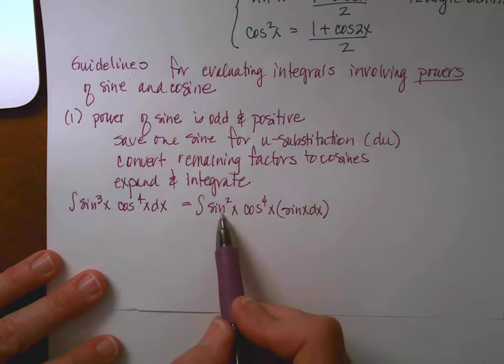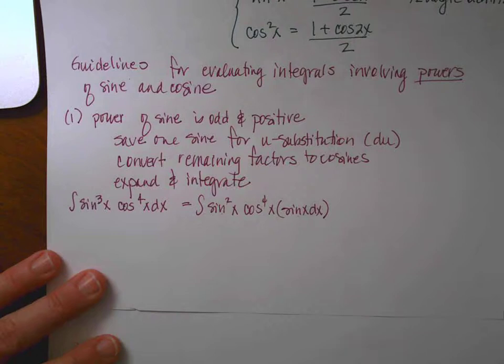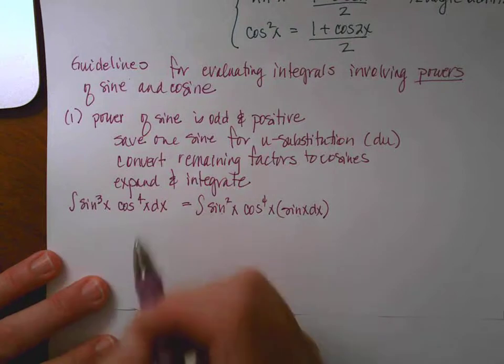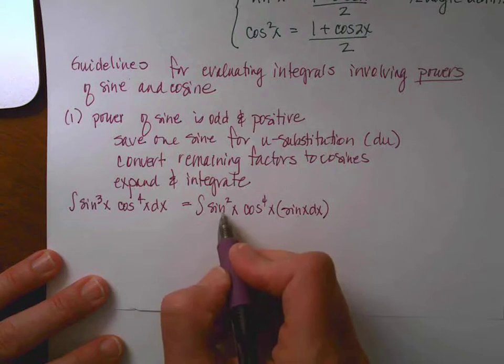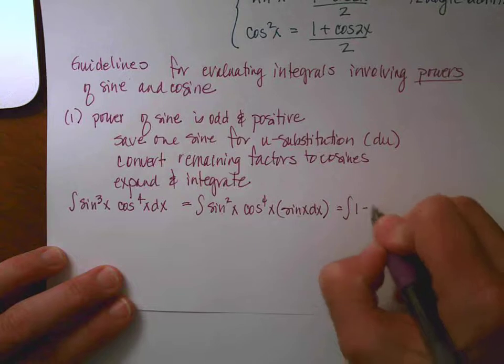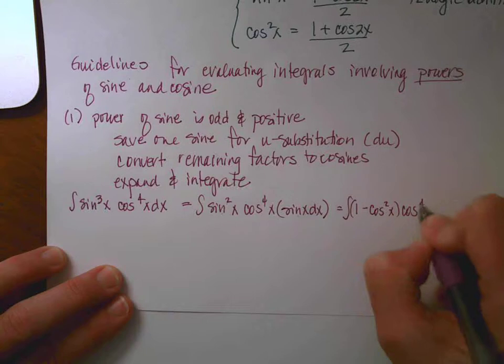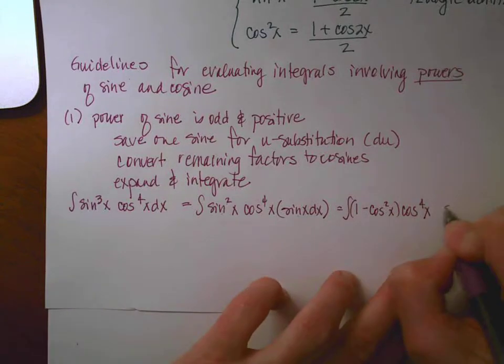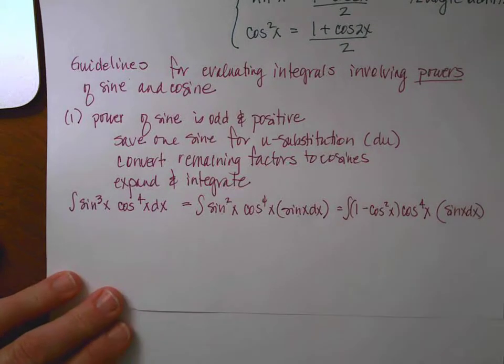Okay. Now what I'm going to do is rewrite sine squared in terms of cosine squared because that's our second step. Sorry, if I use my trig identity or the Pythagorean identity, sine squared is 1 minus cosine squared. So I'm going to rewrite this as the integral of 1 minus cosine squared of x times the cosine to the fourth of x, and then I'm going to have my sine of x dx. Okay, that's still all multiplied together.